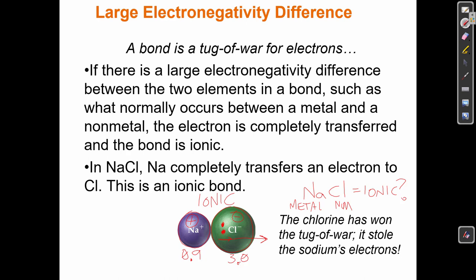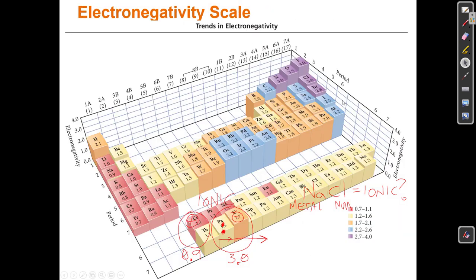Because if we look back at our table, metals are always very weak, except for these guys. These guys are an anomaly. But for the most part, metals are always very, very weak, and nonmetals over here are always very, very strong. So when I pair up a metal and a nonmetal, like in an ionic bond, then the nonmetal steals the electron because of electronegativity, because it's very strong.